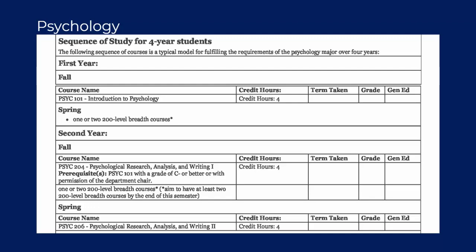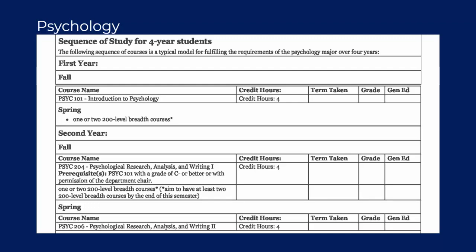Incoming first-year students should look at the courses recommended in the first year. For example, the psychology program's sequence of study suggests that an incoming first-year student should take Psych 101, Introduction to Psychology, in the fall semester, and one or two 200-level psychology courses in the spring. The asterisk notes, however, that students need only aim to have at least two 200-level courses by the end of the fall semester of their second year.